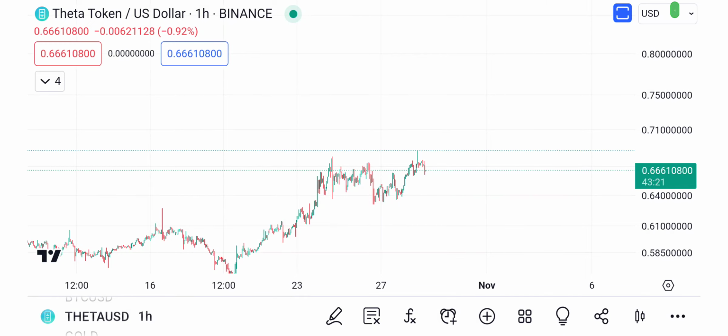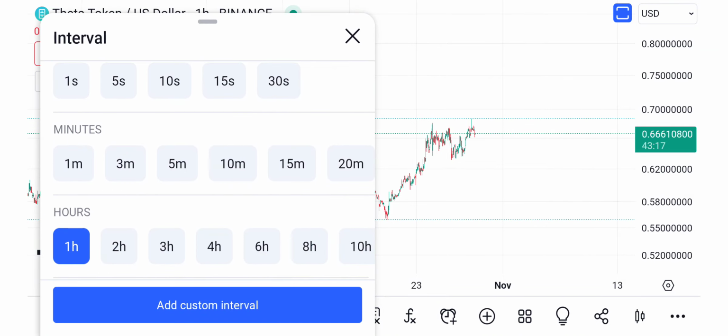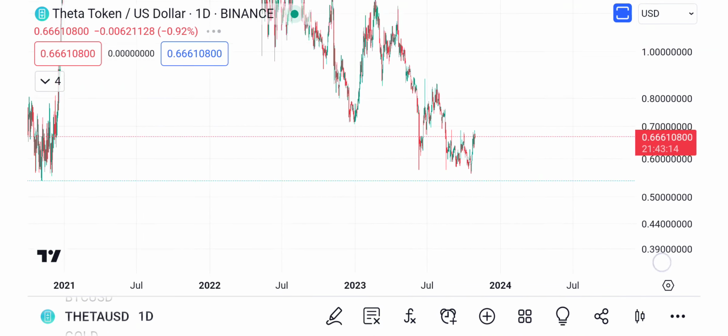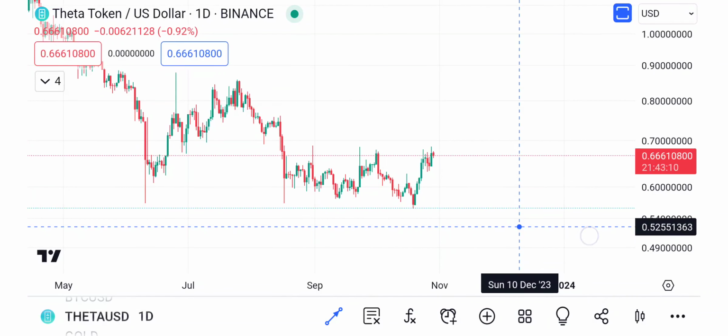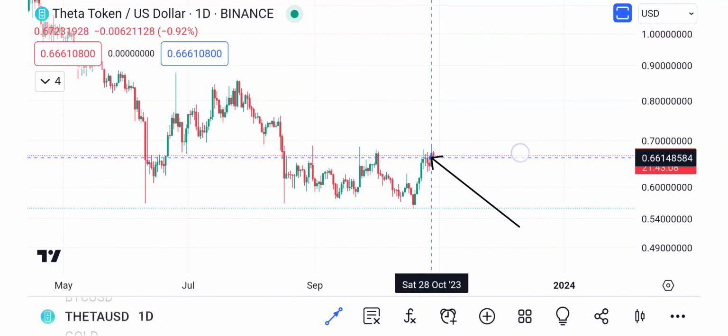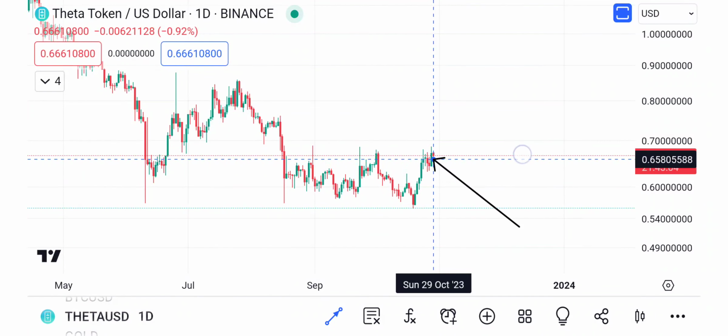Hey guys, trying to do a lightning fast video here. Looking at Theta on the 1 hour chart. I'm going to go up to the daily chart just to show you where we are. So we had this pretty nice up wave, got right to the resistance. But the problem is we're getting resisted.